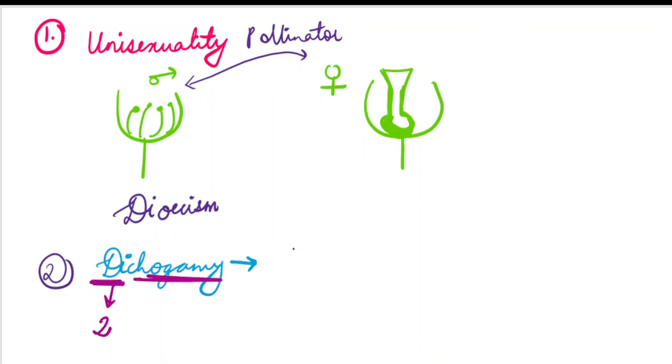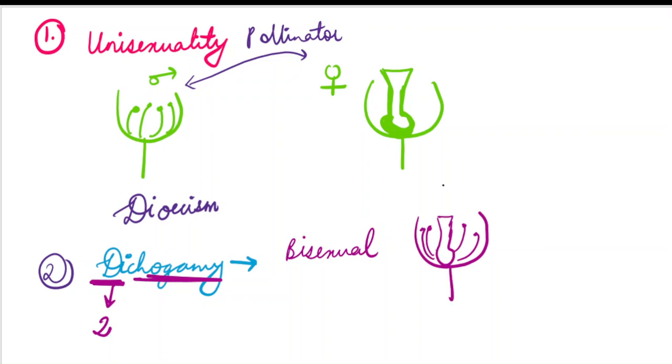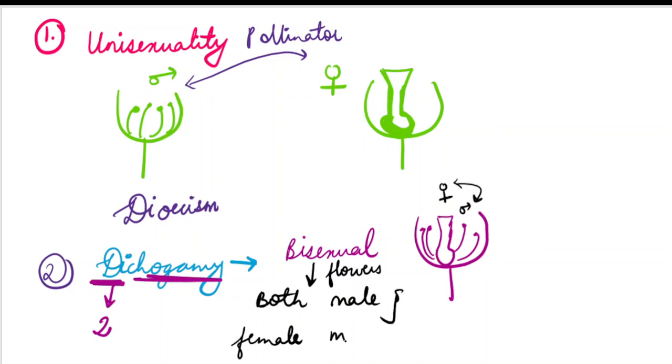Okay, in which flower? Now see, it's not about unisexual flowers, this is about bisexual flowers. If there is a bisexual flower, it has both female and male parts. Then what will happen? Here the female and male both mature at different times. So in bisexual flowers, both male and female mature at different times. This is dichogamy.